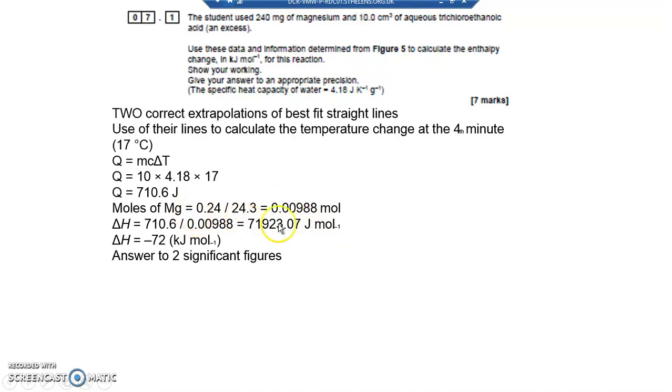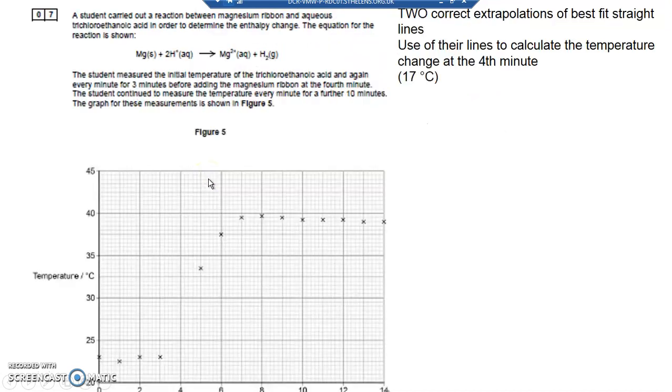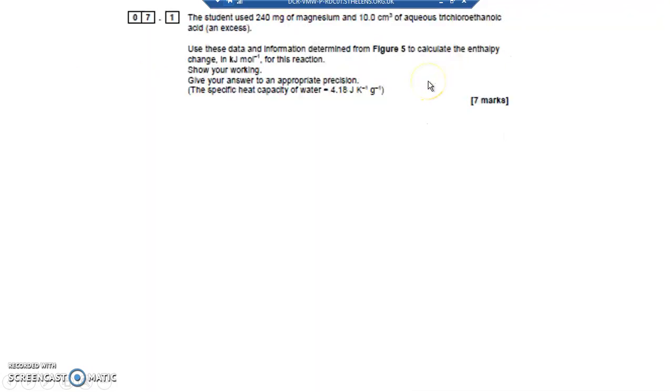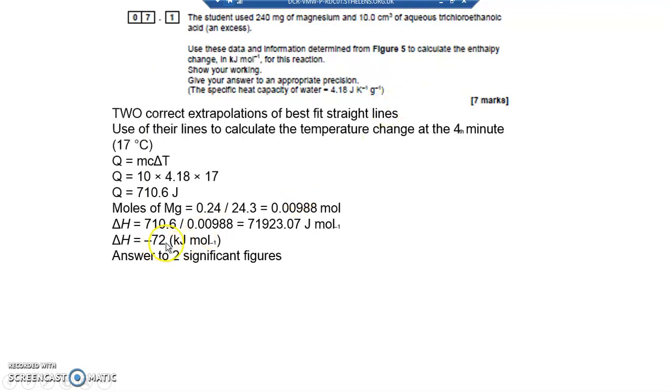So we now know the number of joules that would be given out when we react 1 mole of magnesium. We make it minus, and we divide by 1000 to turn joules into the larger unit, kilojoules. Joules into kilojoules you divide by 1000, so it turns out as 71.92307. It's a minus number because it's exothermic, and it needs to be to 2 significant figures because my 17 here is to 2 significant figures, so we'll take it to 2 significant figures: minus 72 kilojoules per mole.